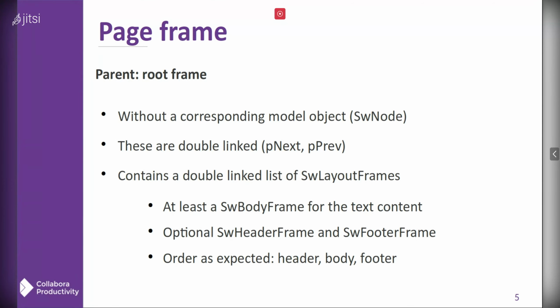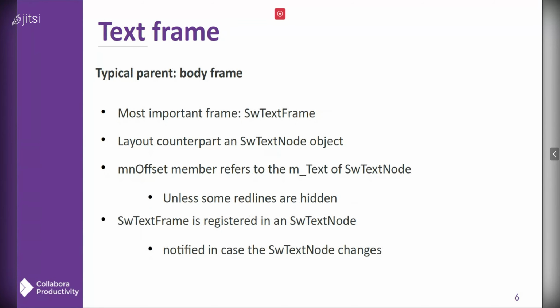Now, let's assume that you have a very simple document, so no header, footer, just a body frame. Then inside the body frame you have the text frame, and so the typical parent for the text frame is the body frame. Most Writer documents are primarily containing text, so this is kind of the most important frame. It has a layout counterpart. It's the layout counterpart of the text node, and again, the simplified picture is that there can be multiple text frames for one text node.